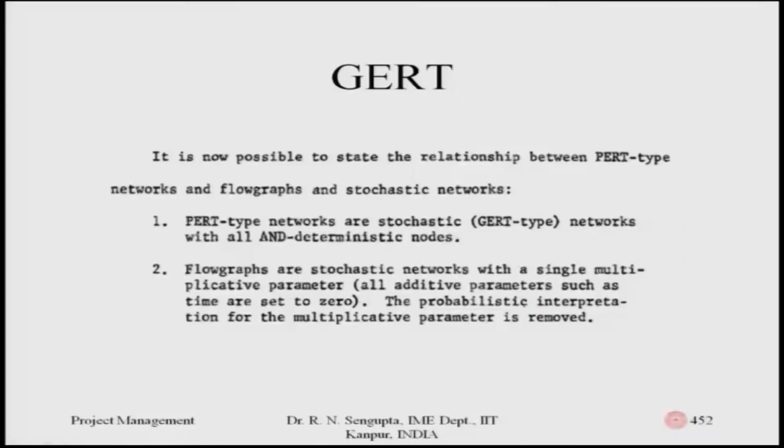Flow graphs are stochastic networks with a single multiplicative parameter. All additive parameters such as times are set to 0 depending on how you assume. The probabilistic interpretation of the multiplicative parameter is removed in order to make sense of how they can be done.